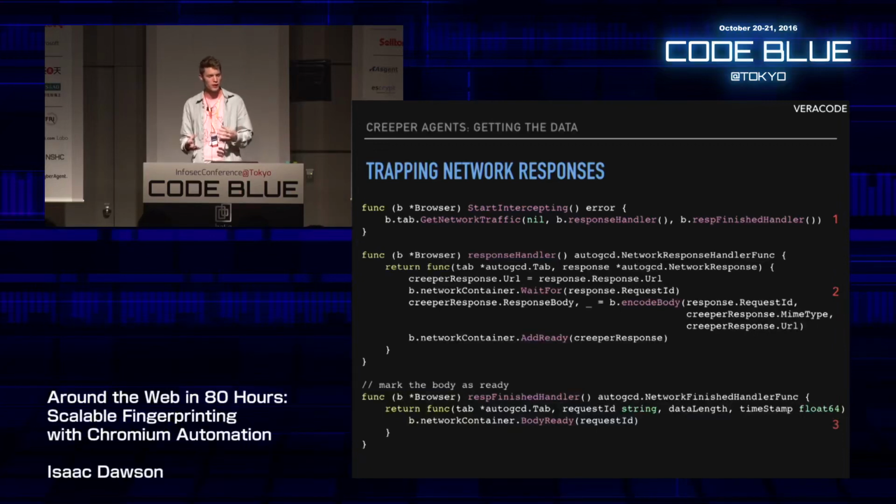So I created a network container where using Go channels and Go routines, I could block this response handler from returning while I waited for it to actually be finished. Once that was called, I would then read the body and then add it to the ready queue saying this response has been finished.